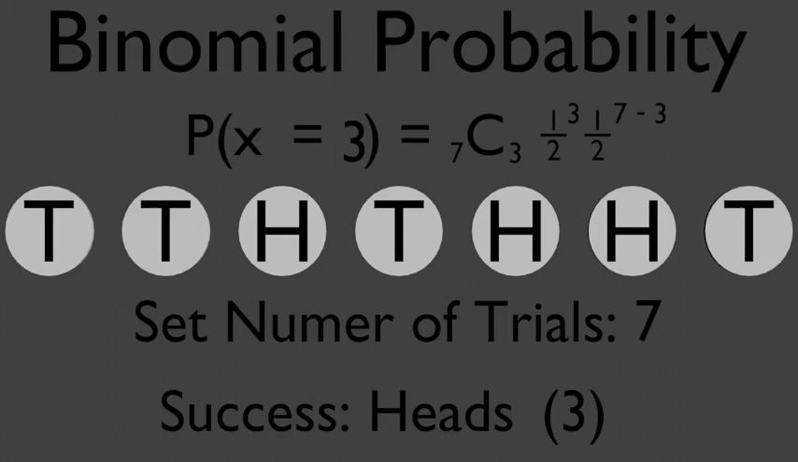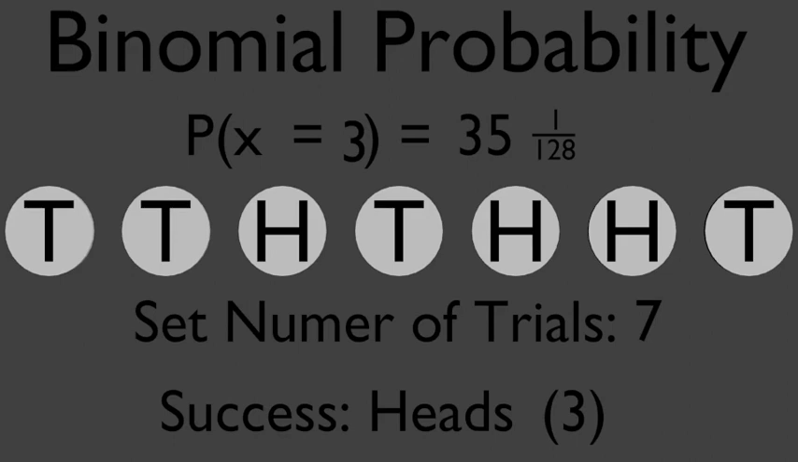Now there's 35 different ways we can arrange 7 coins so that we get 3 heads. We'll go ahead and replace the 7 choose 3 with 35. Then we can also replace the 7 minus 3 with just a 4. Now 1/2 raised to the 3rd power is 1 over 8. And 1/2 raised to the 4th power is 1 over 16. 1 over 8 times 1 over 16 is 1 over 128.